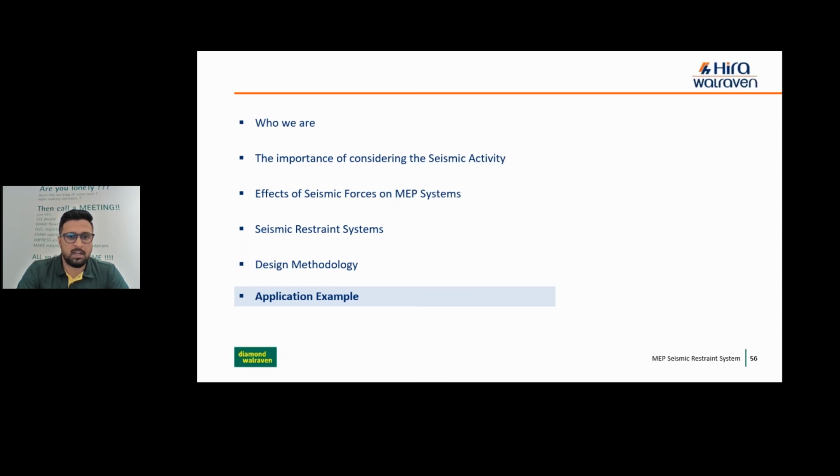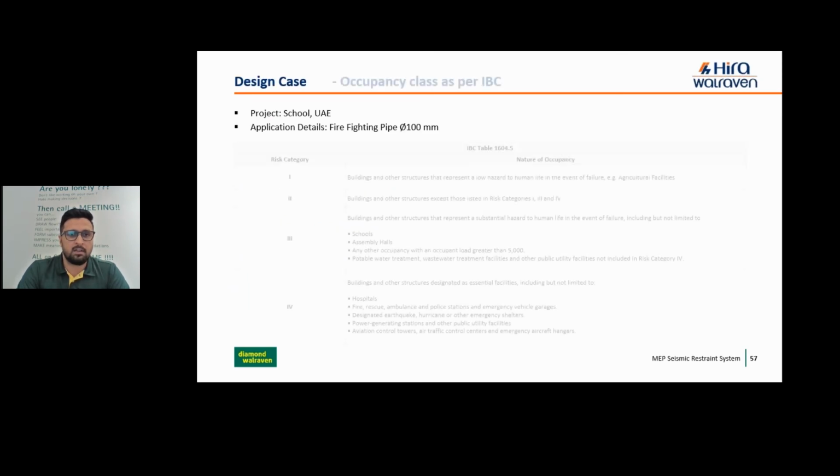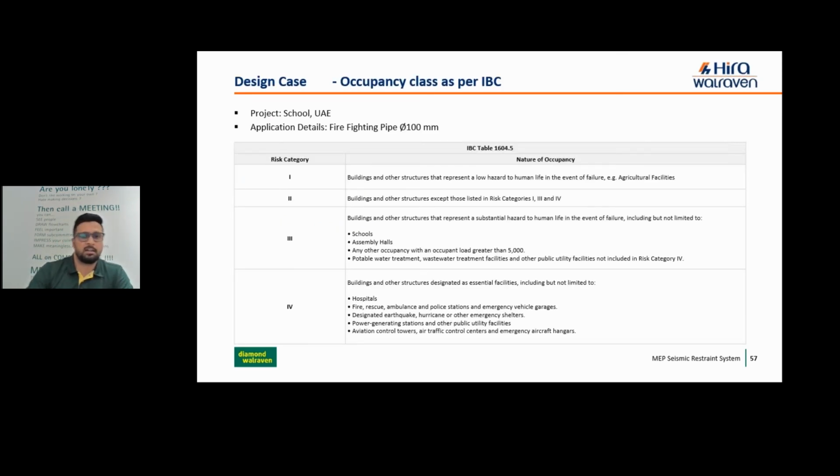Then eventually we have application examples, and this example will show you how we do the calculation and how we contribute to this whole system. Here we have one school project, giving you an example of 100 mm firefighting pipes, and this school comes under occupancy category 3, as we mentioned: schools, assembly halls.